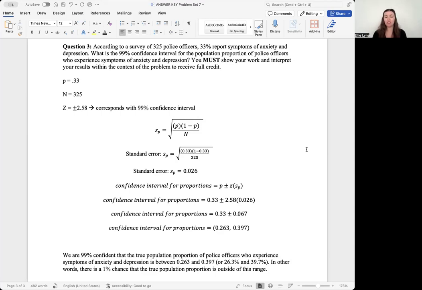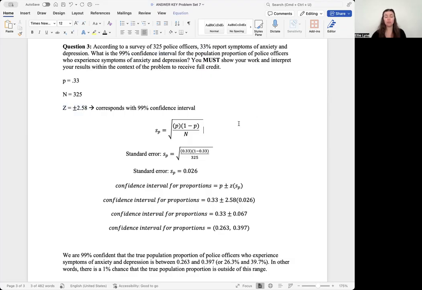Okay, let's pull out the information about the sample characteristics here right off the bat. Unlike question 2, where we had to actually calculate what the proportion value was, we are given an actual percentage here. And so we know that we can move directly from a percentage to a proportion by simply dividing our percentage value here by 100. So our proportion value is 0.33. Our N for our sample is 325 police officers. And lastly, for a 99% confidence interval, the corresponding Z value is plus or minus 2.58.